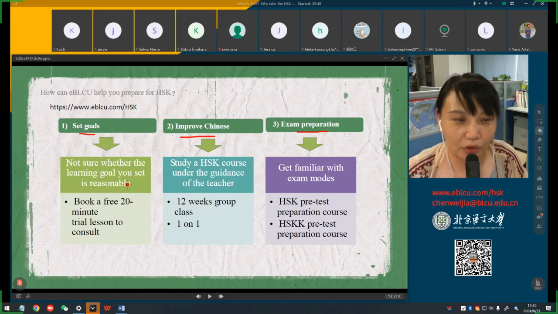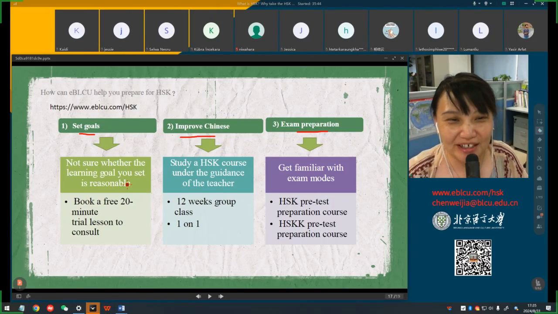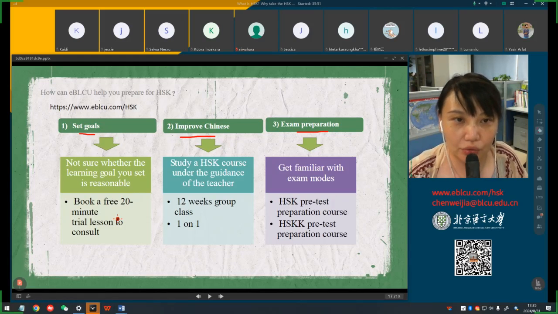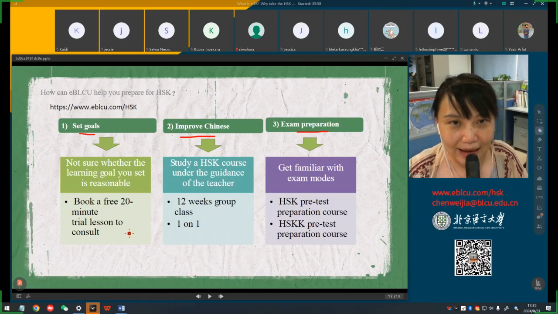Of course, you need to do it by yourself. I cannot help you to set up a goal for learning Chinese. But what I can do, or what we can do for you, is to help you get an idea of whether the goal you set is reasonable, or whether it is possible to reach your goal after a certain time of learning.